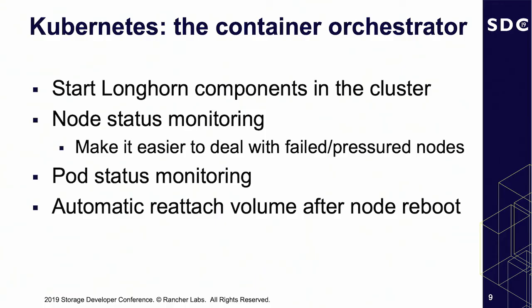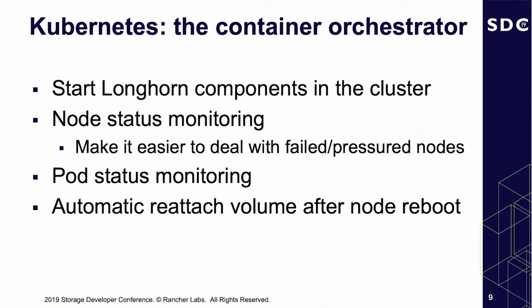So Kubernetes, in fact, serves multiple roles in Longhorn. First, Kubernetes is the container orchestrator. That's how we deploy Longhorn components inside the Kubernetes cluster, like the Longhorn manager, serving as a daemon set in the cluster, and we have drivers, CSI attachers, and Longhorn images. All these components were deployed by Kubernetes.